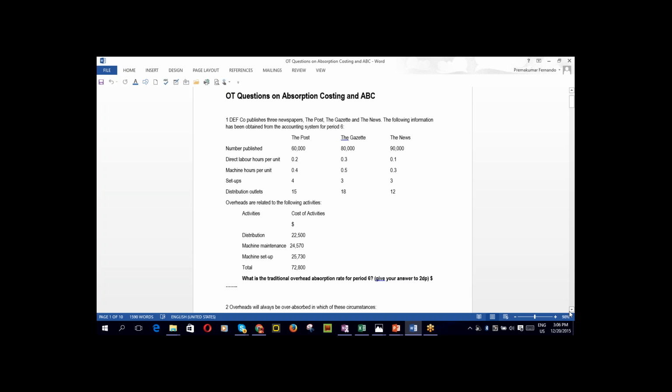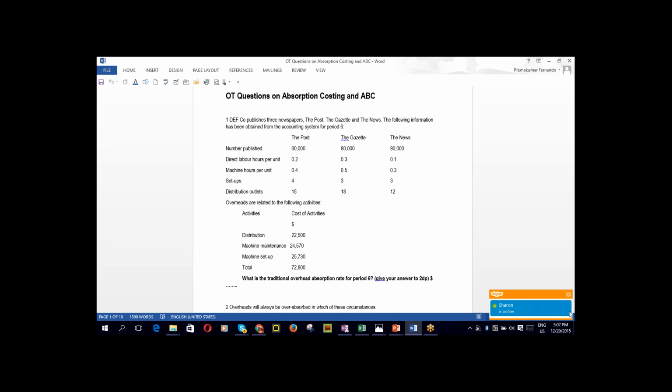Here we have a company that is publishing 3 newspapers, right? The Post, the Gazette, and the News. This is where the costing becomes more relevant, because we want to find out the cost for each of the papers. The following information has been obtained from the accounting system for the period. It may be 6 months or whatever, it doesn't matter. Number published: Post, they are publishing 60,000. Gazette, 80,000. The News, 90,000.